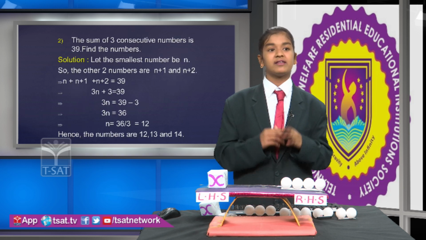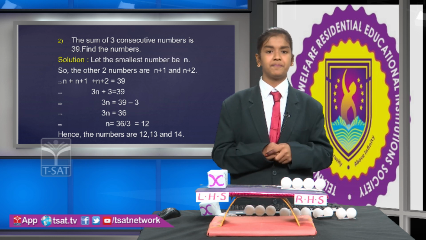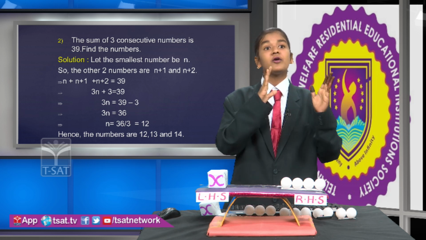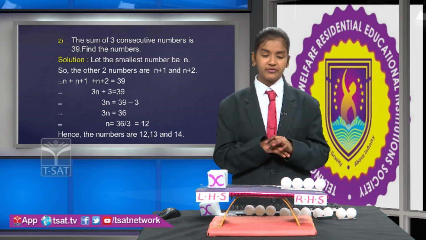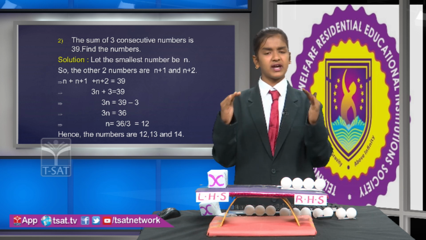And let us apply simple equations to this problem. So friends, the sum of 3 consecutive numbers is 39. Find the numbers. Okay friends, let the 3 numbers be x, y and z.